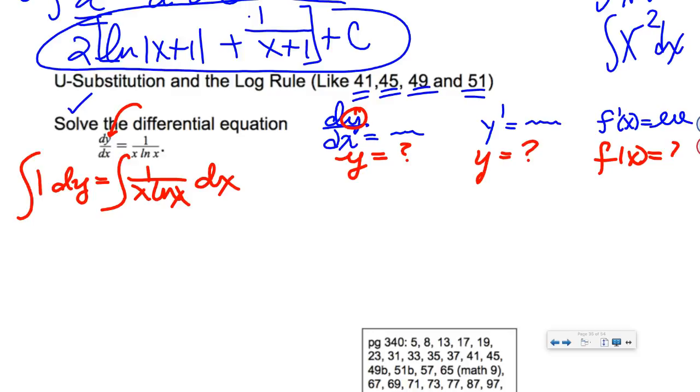This side is y, right? The antiderivative of 1. A lot of kids will just skip that step and say, oh, I know I need to integrate. You'll get the right answer. It's just bad math grammar.